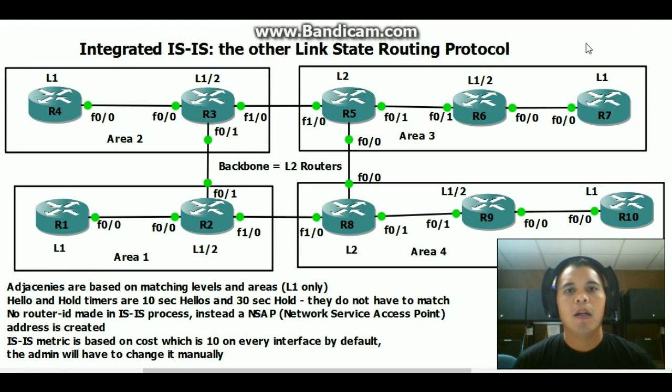Alright, welcome. Today in this video we're going to be discussing integrated ISIS, or intermediate system to intermediate system. ISIS is the other link state routing protocol. You may have heard of this term back in your CCNA days, but you don't get into the configurations until you start studying for CCIE or possibly even the service provider certification track.